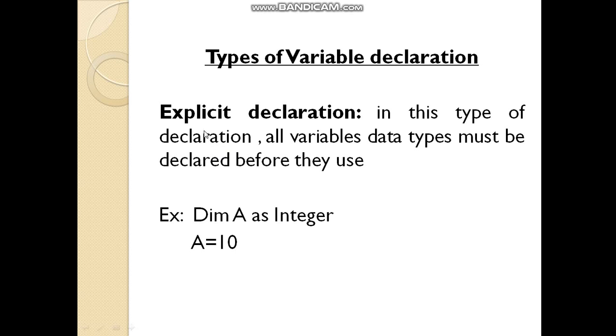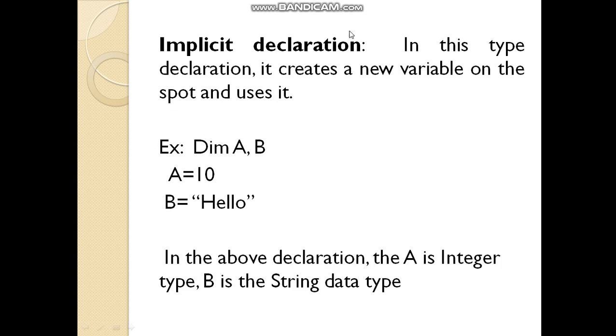Okay, in the first type, explicit declaration, we need to declare the variable by specifying the data type. In the second type of declaration, implicit type of declaration, we are not specifying any data type. When we are storing or assigning a value, it creates the data type.